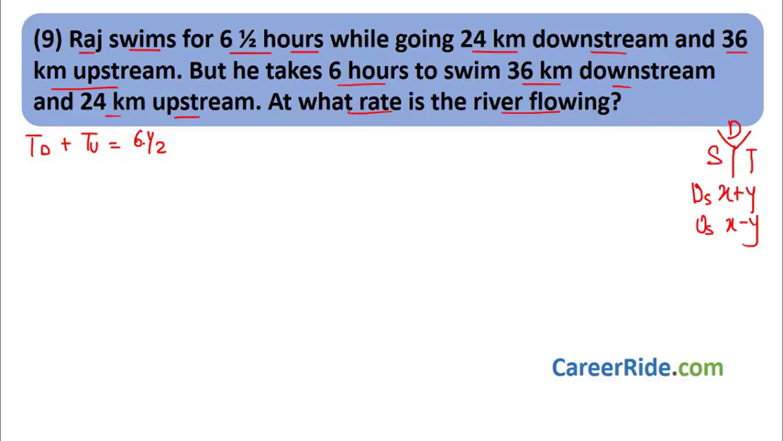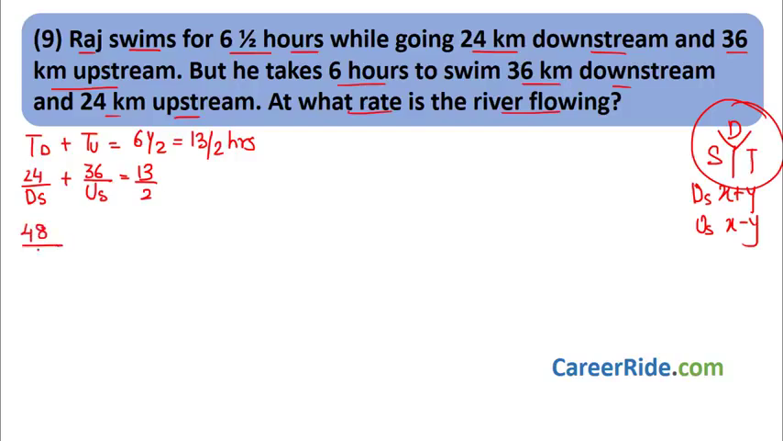Now this is a mixed fraction. Instead of that, we'll have a proper fraction, divided by 2. 2 sixes are 12 plus 1 is 13, so 13/2 hours. Now time taken is nothing but distance upon speed. Distance downstream is 24 kilometers upon downstream speed, plus the upstream distance, 36 kilometers upon upstream speed, is equal to 13 by 2. Let's take 2 over here. What do we get?